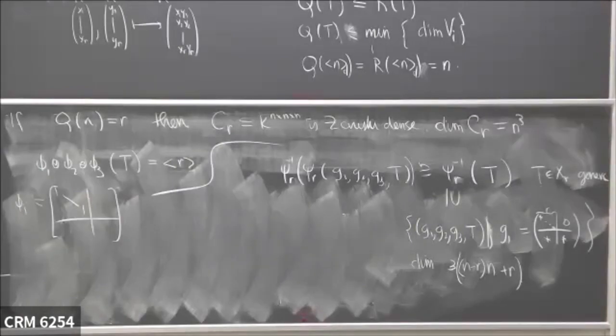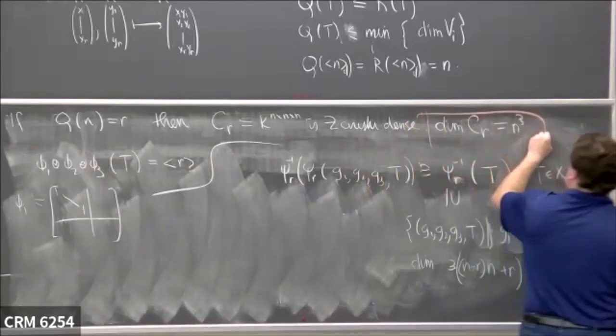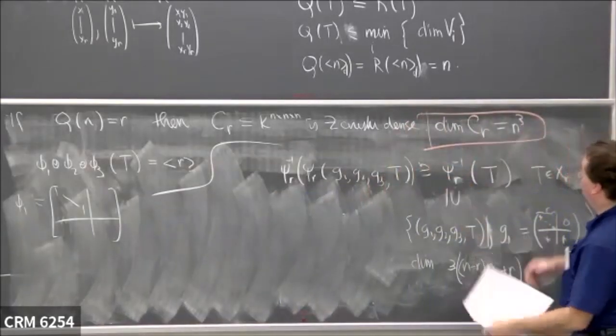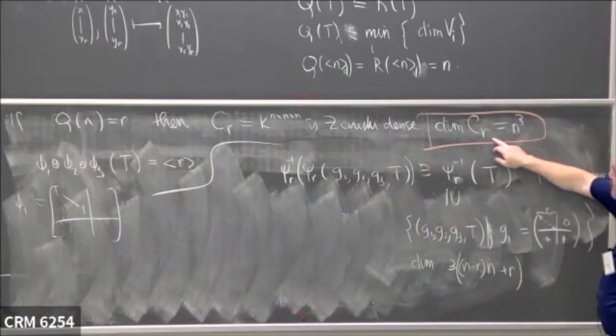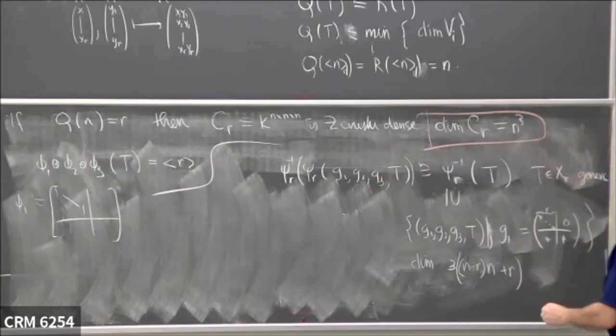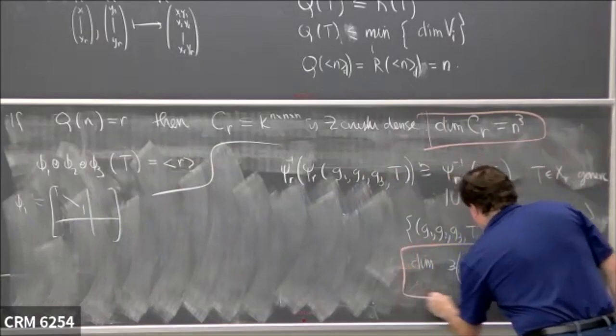So this is the dimension of the domain. This is the dimension of the target codomain. Well, actually the image, right? And this is the dimension of the generic fiber.